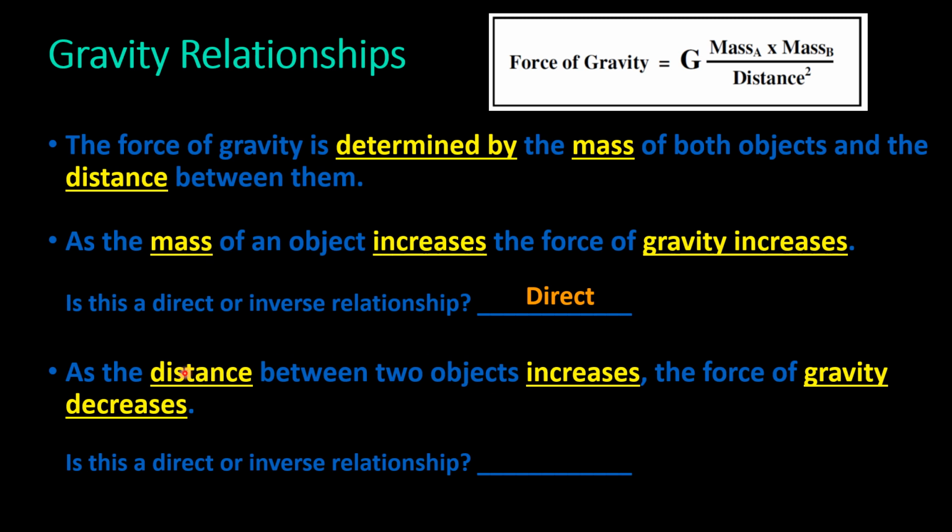Now the next part is important too. As the distance between the two objects increases, the force of gravity decreases. So is this a direct or inverse relationship? Hopefully you realize it is inverse. Basically, if you increase the distance, the force of gravity decreases. And mathematically that happens because distance is in the denominator, and it's also squared. So when you put a bigger distance in between, the force of gravity drastically decreases. Distance is a really important factor there.